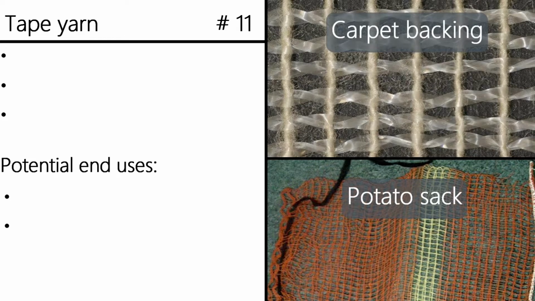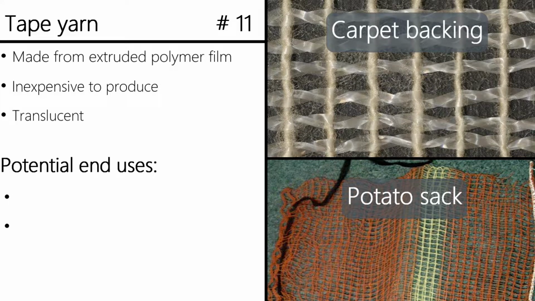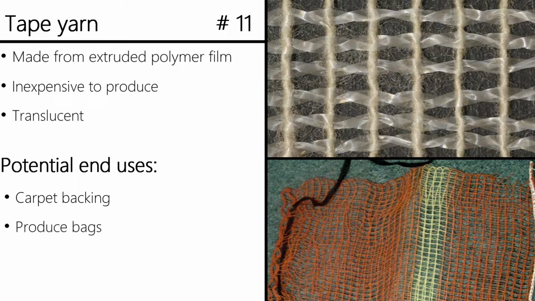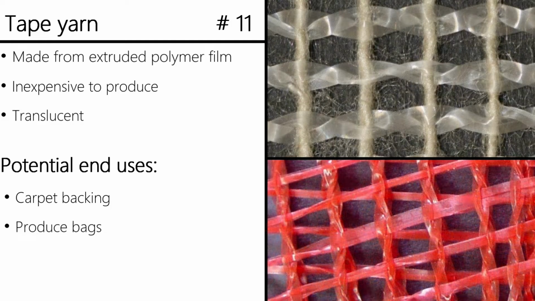The last filament yarn we have to discuss is sample number 11, tape yarn. This yarn is very inexpensive to produce, made from an extruded polymer film, and as you can see, it's somewhat translucent. Tape yarn is used very often for carpet backings, but can also be found in things such as produce bags.